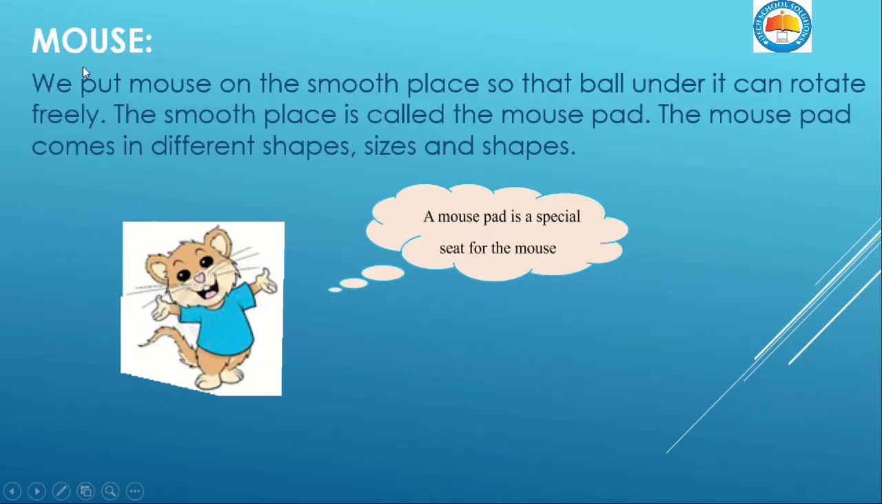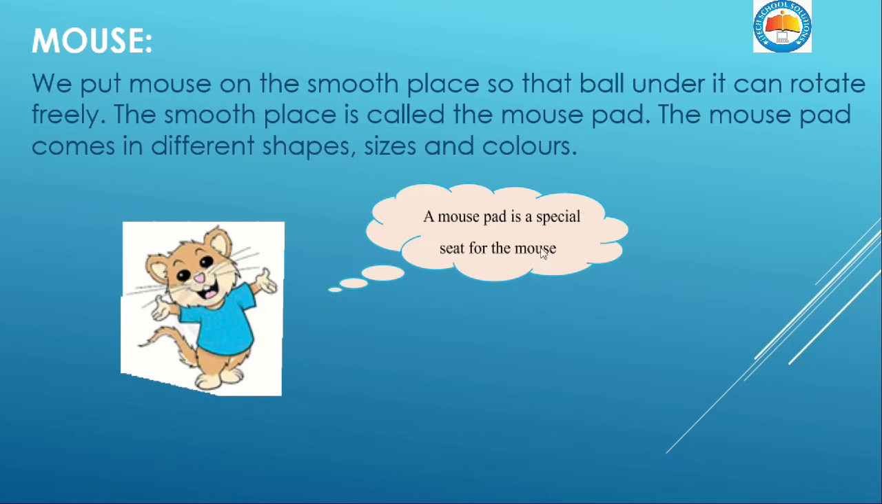So children, now let us learn some more about mouse. So children, we put mouse on the smooth place so that ball under it can rotate freely. The smooth place is called the mouse pad. The mouse pad comes in different shapes, sizes and colors. A mouse pad is special seat for the mouse.